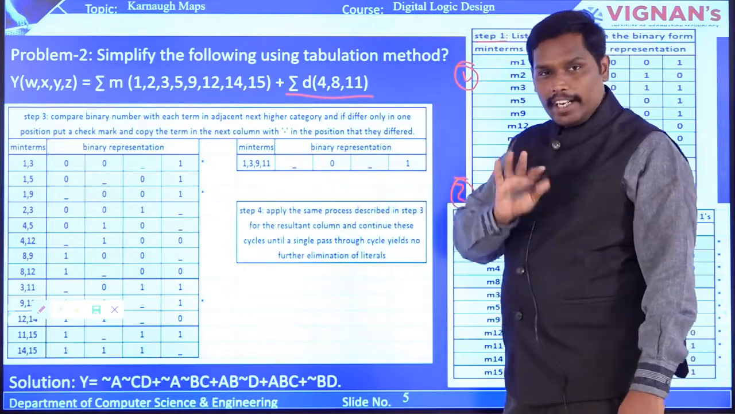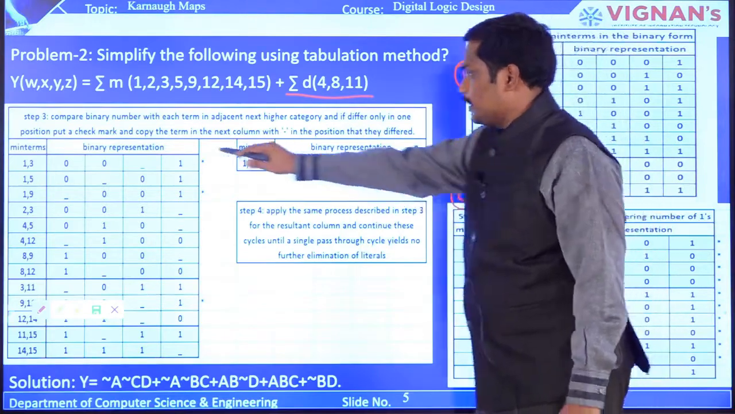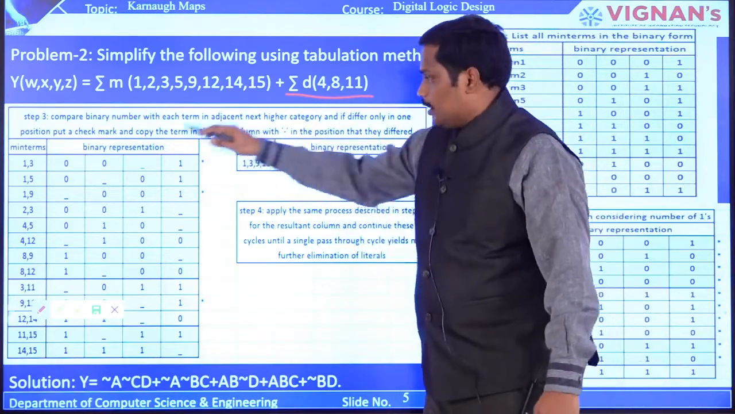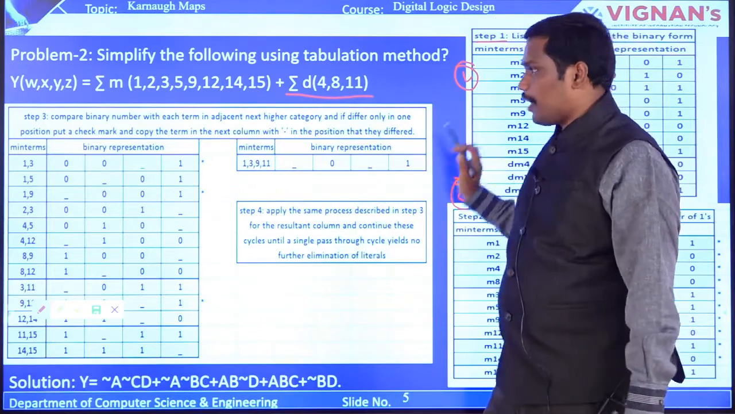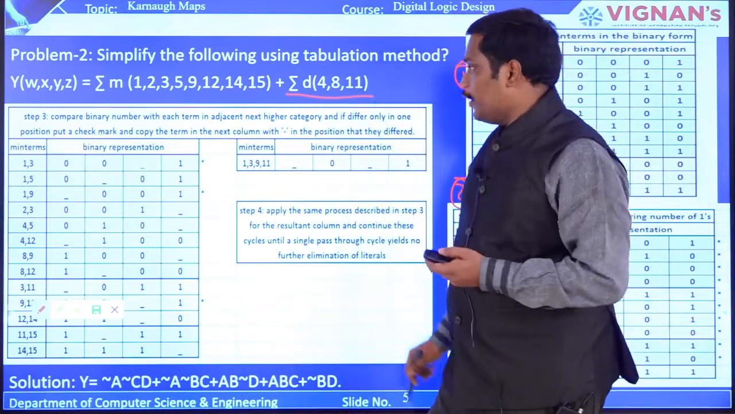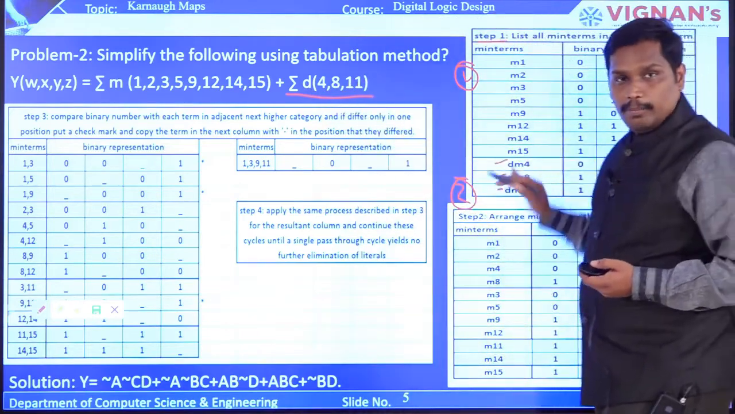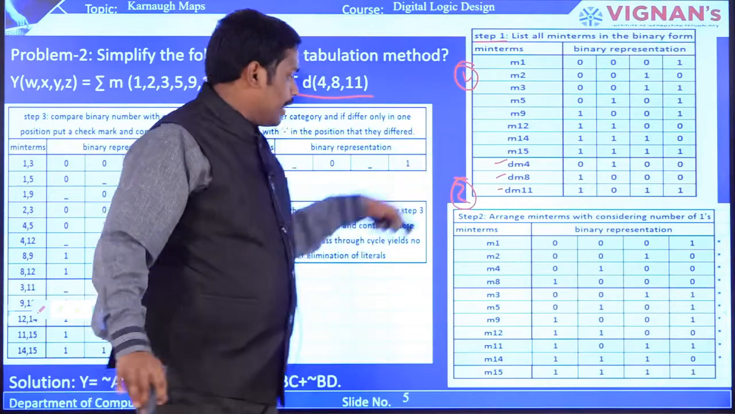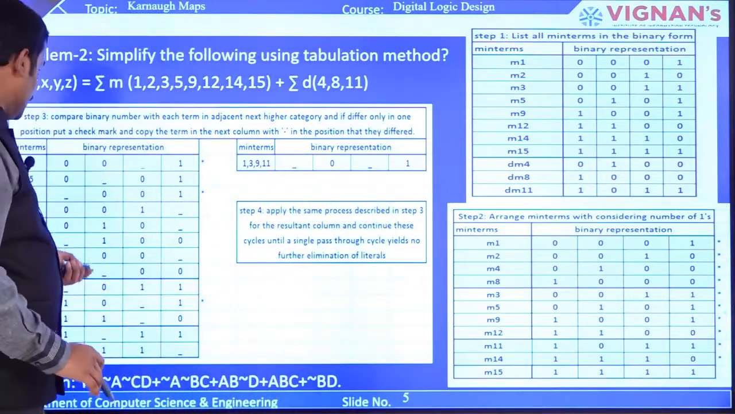Pause this video and try to work it out, and then you can compare with the data, right? So this is the third step, and the fourth step is repeating this particular process until you get the matched pair. This is the final one I have got in step 3. So you can compare it, and these don't care conditions are also part of the min term table and calculation part and all that. So now these are the first 3 steps, and now going to the second step.